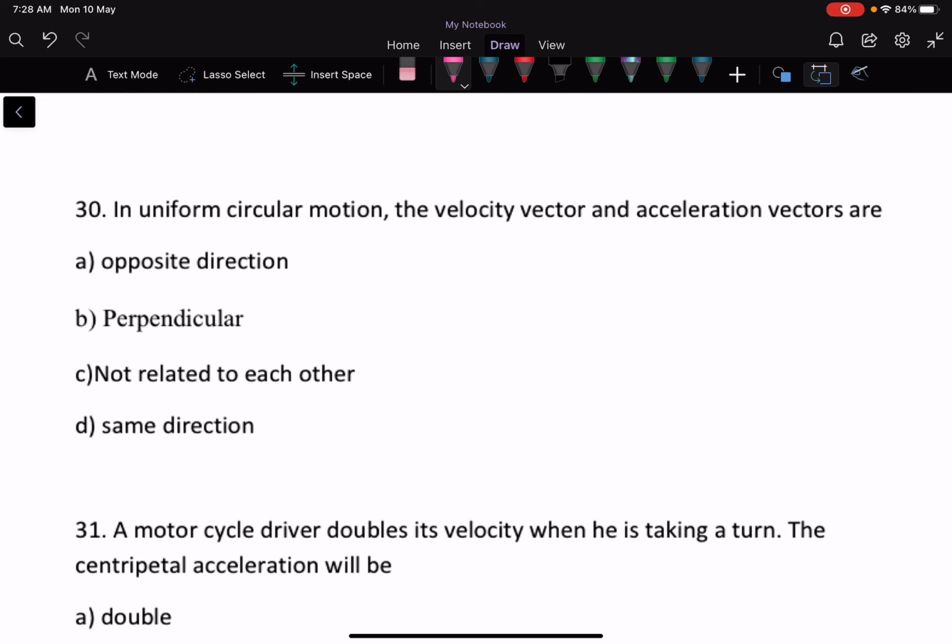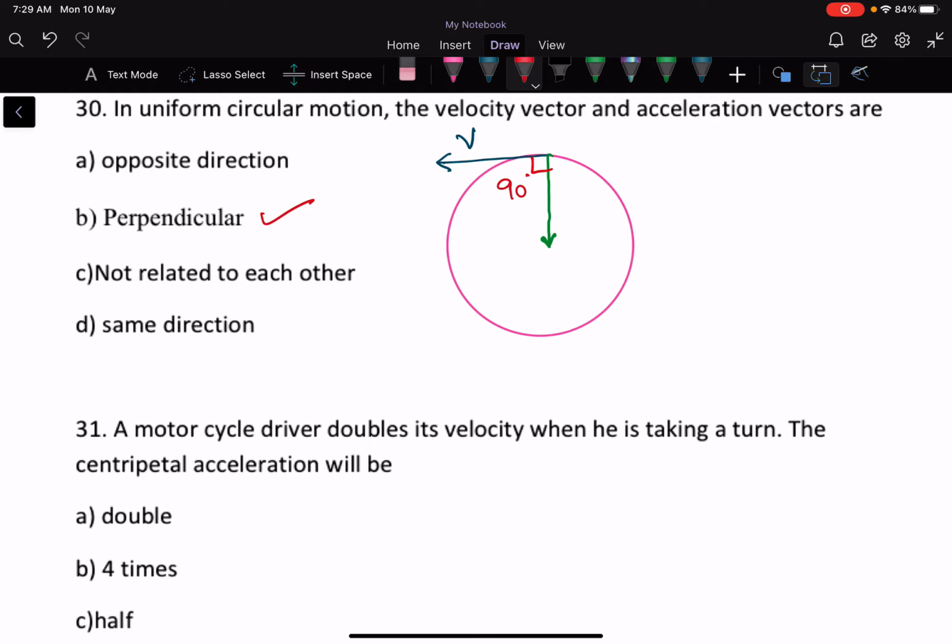Next, in uniform circular motion, what are the velocity vector and the acceleration vector? In uniform circular motion, the velocity vector always points in the tangential direction, and the acceleration is always pointing towards the center of the circle. So the angle between them is how much? 90 degrees. So they are always perpendicular to each other.